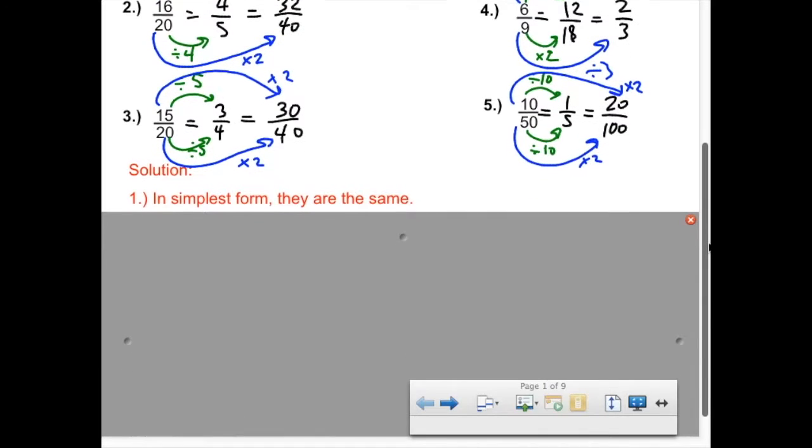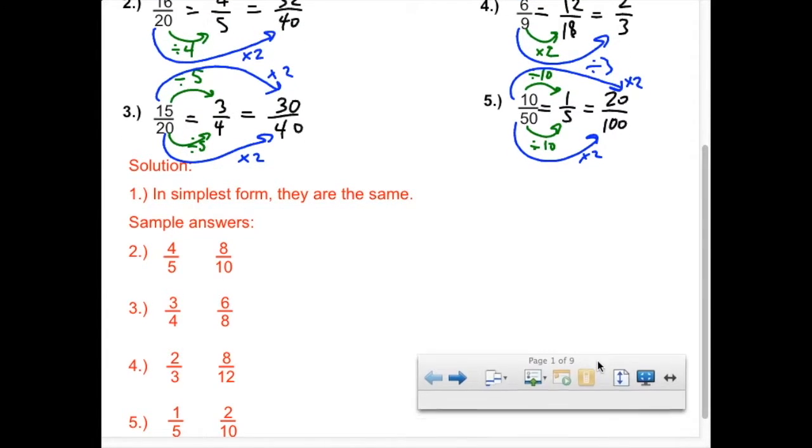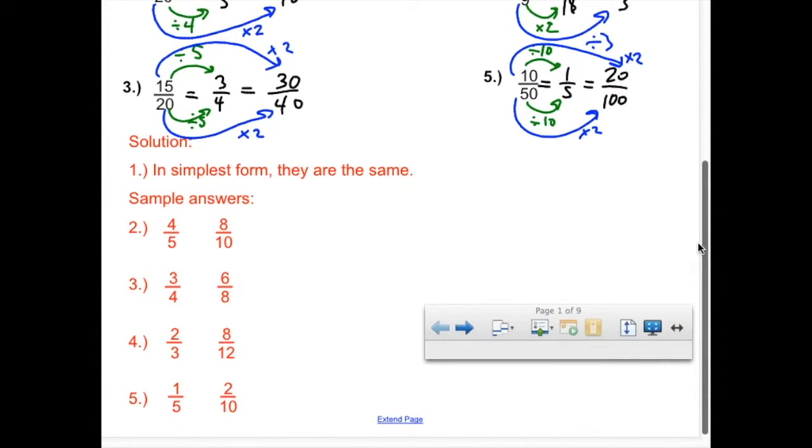Now, I have some more right here. So you might see that some of your answers are reflected here. But these are sample answers. That means there's many different answers for each of these problems. Okay? So if you didn't see one, if you're missing some, maybe you see them here. But there are many more. Any questions about the warm-up?